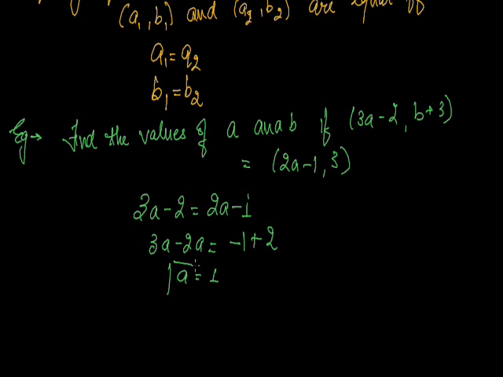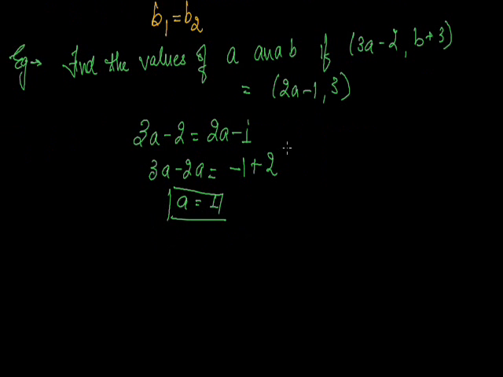So the value of a is equal to 1. For the value of b, we equate the second elements, that is, b + 3 = 3. Then it gives b = 0. So this is the second value, and we can find the values of a and b. So what we read is that two ordered pairs are equal only if the first element of the first ordered pair is equal to the first element of the second ordered pair, so we can equate the corresponding elements of both pairs and find the values of a and b.